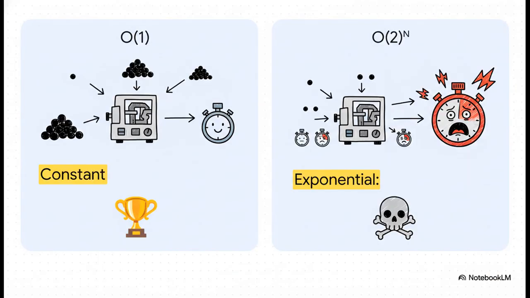So let's just put the two extremes side by side. On the one hand, you have constant time, O of 1. This means your algorithm takes the same amount of time whether you give it 10 items or 10 billion items. It's amazing. On the other hand, you've got exponential time, O of 2 to the n. With this one, the runtime literally doubles every time you add just one single item. The difference is just staggering.